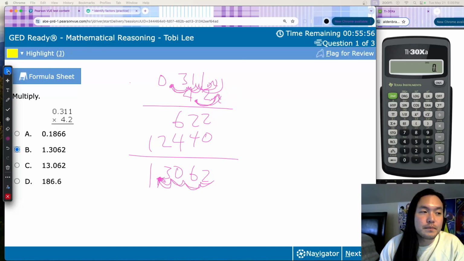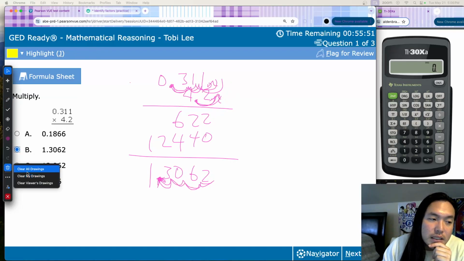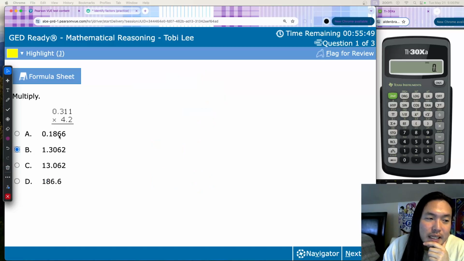Okay. Right off the bat, decimal multiplication. Not easy, but again, you can use common sense, right? It's definitely not 13. It's definitely not 186. And then 0.18 is just too small, right?